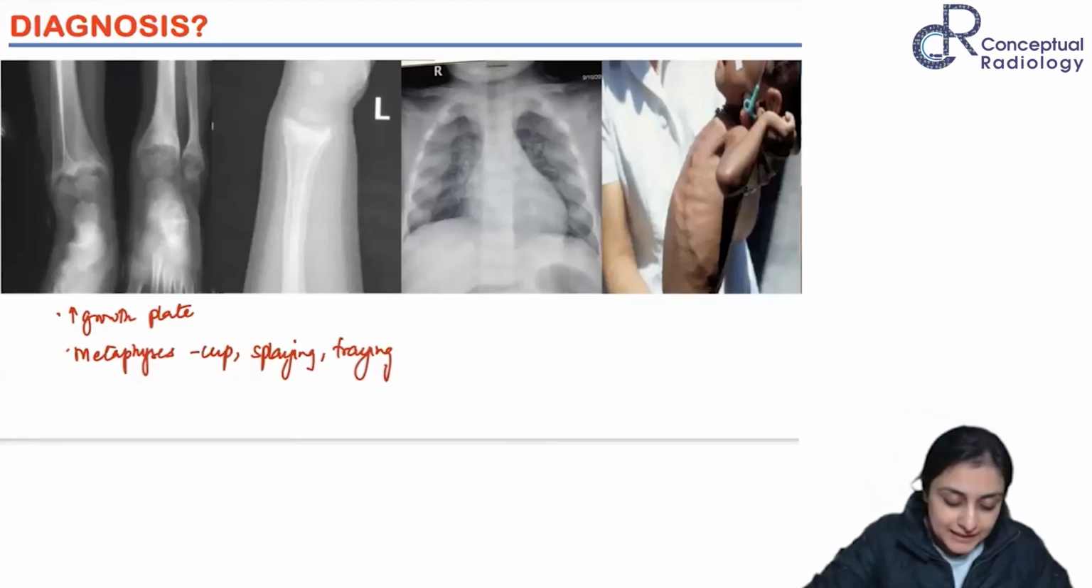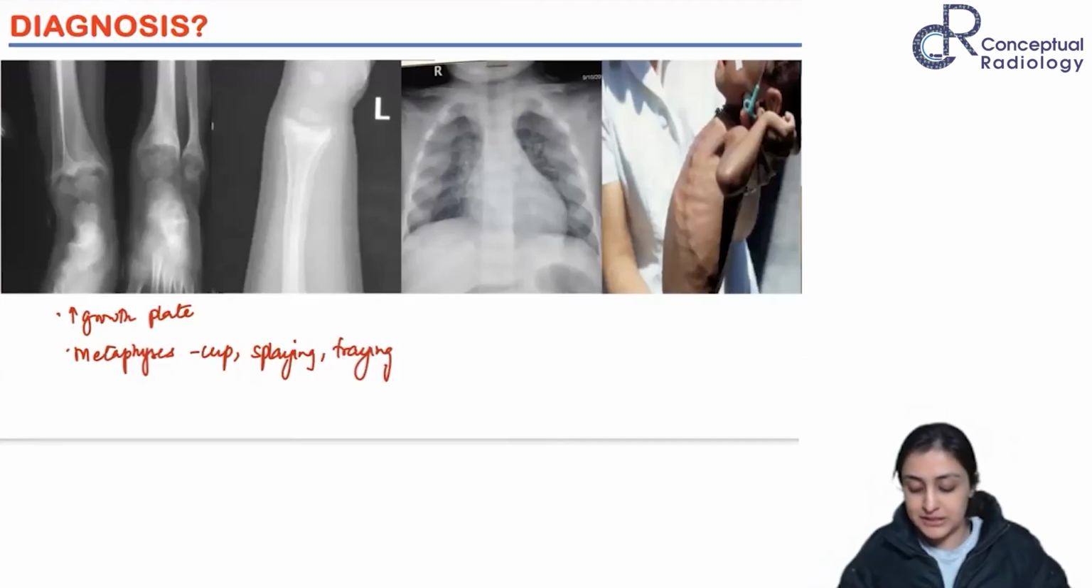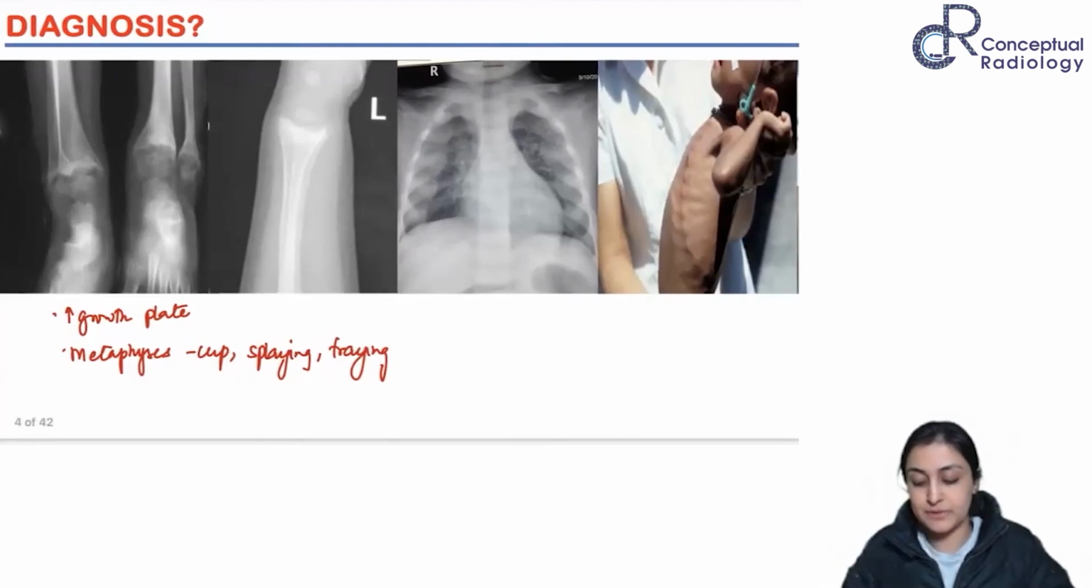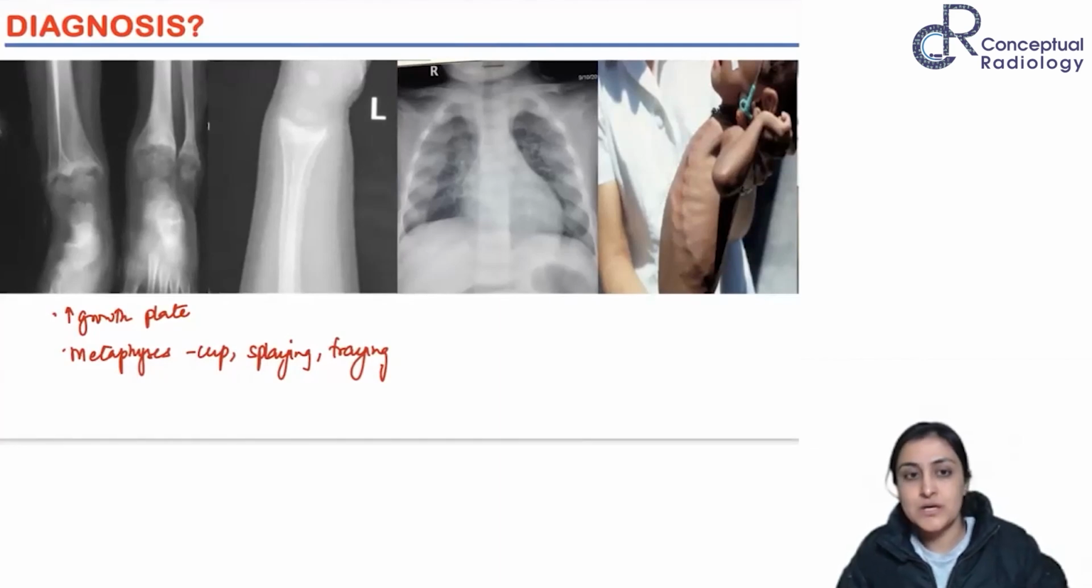What do you see here on the chest radiograph? Anybody can tell me? And I've also shown you the image of the patient here. You can see that there is this bead-like growth. Yeah. So there is this bead-like growth that you want to see.